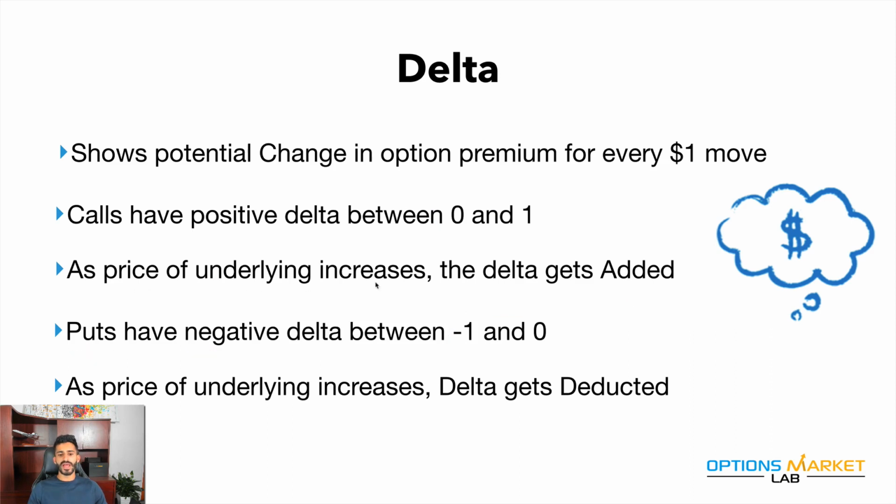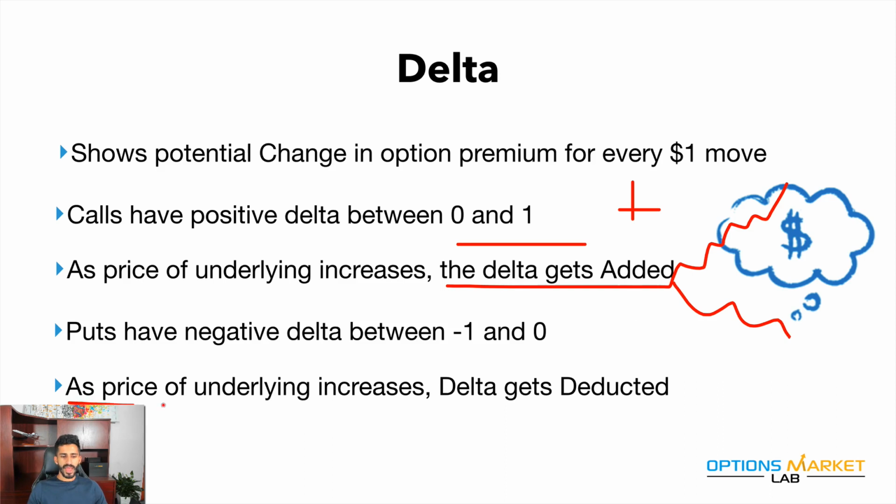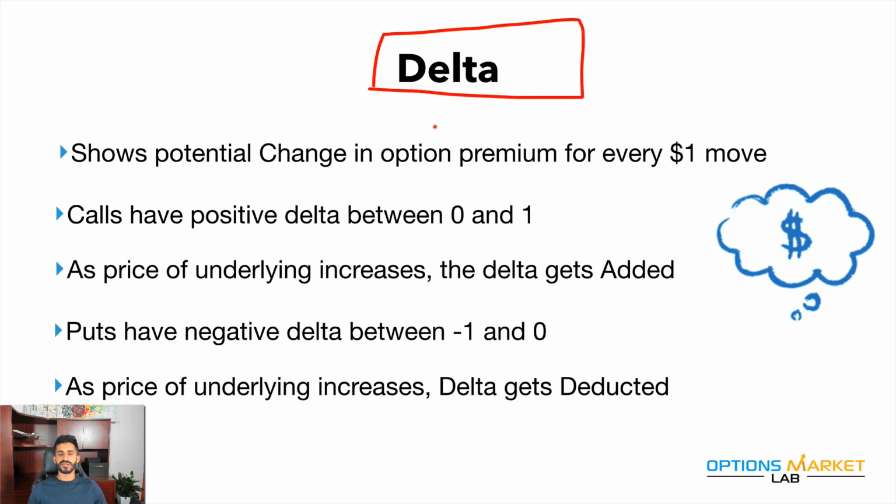As the price of the underlying increases, the delta gets added. So once again, as the stock goes up, the delta will increase the premium, or if the stock goes down, the delta will decrease the premium. As the price of the underlying decreases, delta gets deducted. So it's very important to understand how the delta affects the premium of the option.